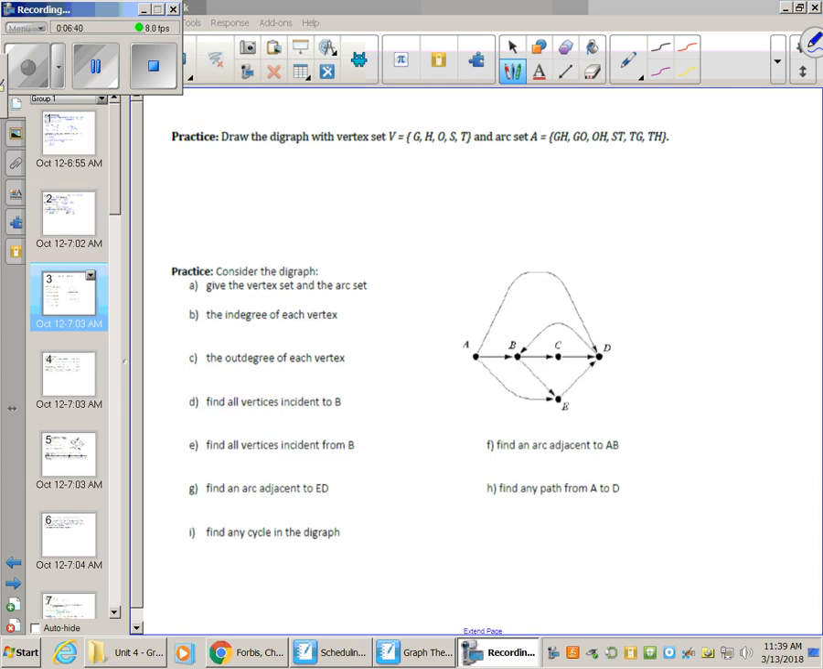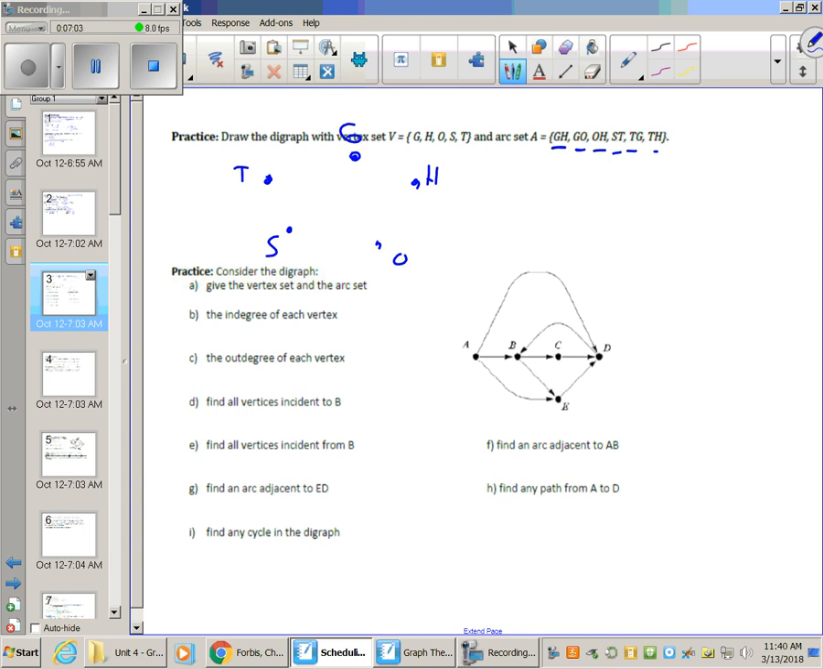Alright, you can also draw a digraph given its vertex set and arc set, just like in the previous examples with regular graphs. But the only thing to keep in mind is that order does matter with these arcs. So let's draw it. I'll draw the vertices first. There's 5 of them. And it was G, H, O, S, T.